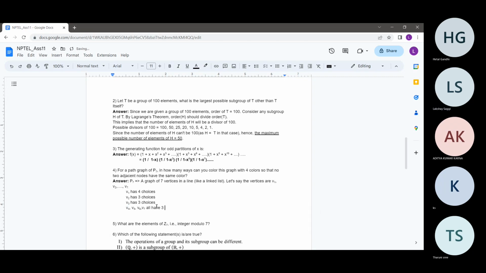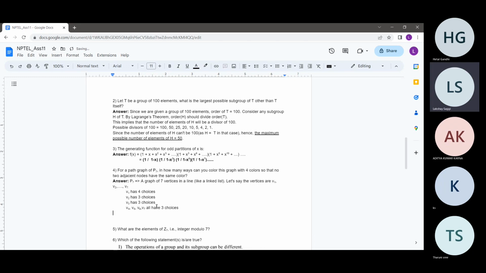All have three choices. So I think this sort of problem has been covered in the lectures also. So this is something revision based only. So hence the answer will be equal to four times. V1 has four choices, and each of V2, V3, V4, V5, V6, V7 has three choices each. So it will be three times three times three times three times three times three, because for each of these V2 to V7, there will be three choices each.